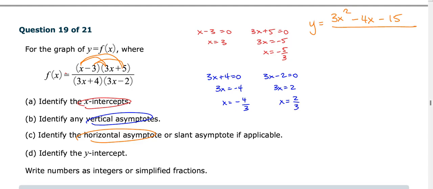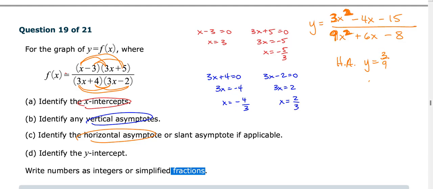Do the same thing on the bottom. 3x times 3x is 9x squared. Minus 6x plus 12x is plus 6x minus 8. Okay, the degree of the top is 2. The degree of the bottom is 2. They're the same. So my horizontal asymptote will be y equals the ratio of the leading coefficients, 3 over 9. And 3 over 9 reduces to y equals 1/3. That's the horizontal asymptote.